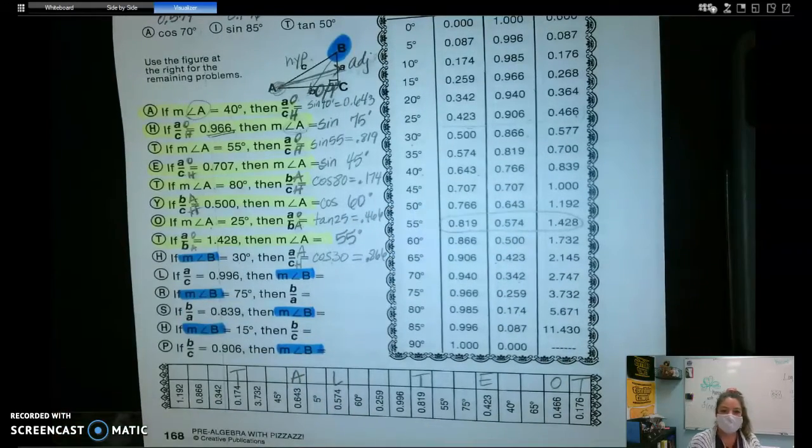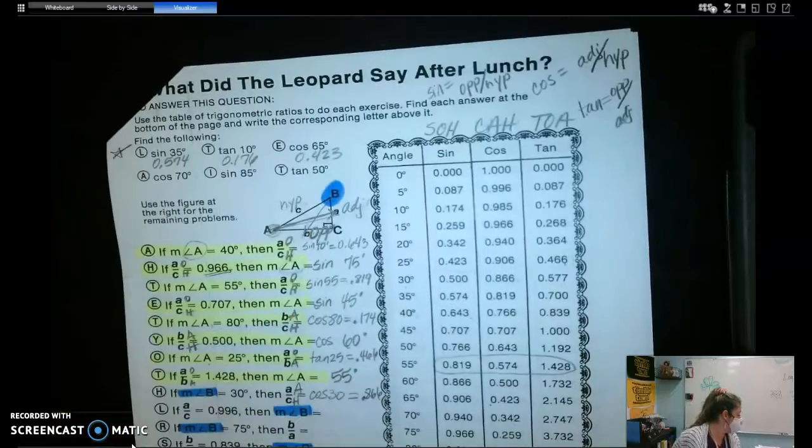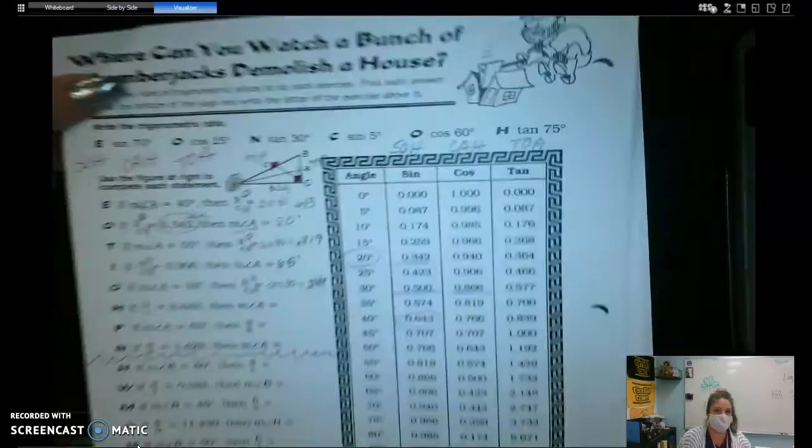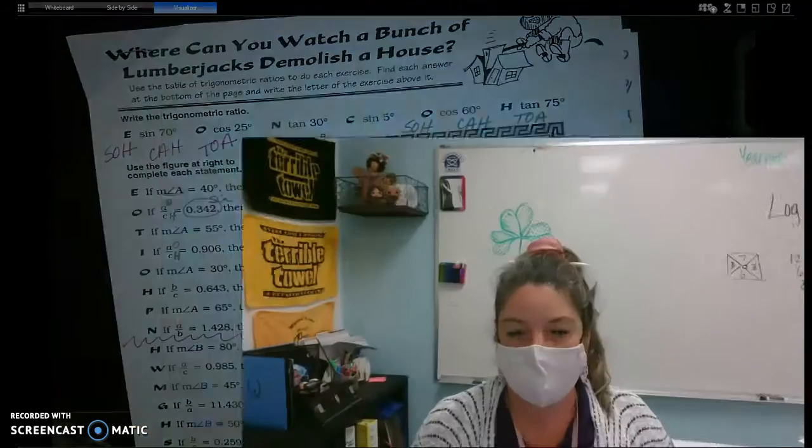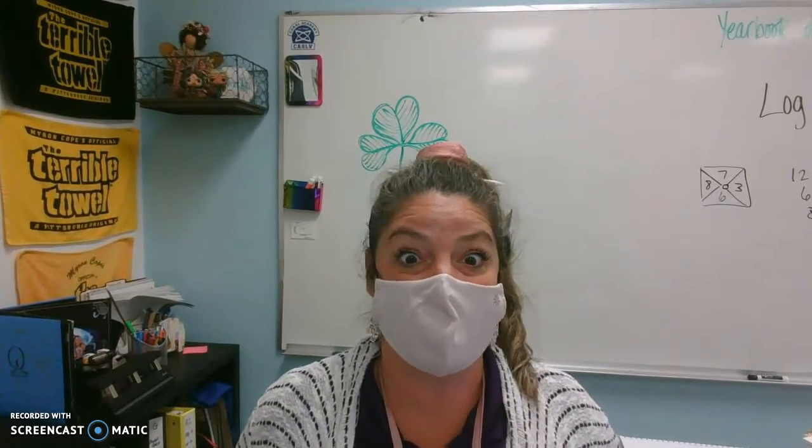All right, see if that helps. That should help you get through the leopard page. Should help you also get through the lumberjack, which is exactly the same, just a different riddle, different bad dad joke. Shoot me an email if you need any help.